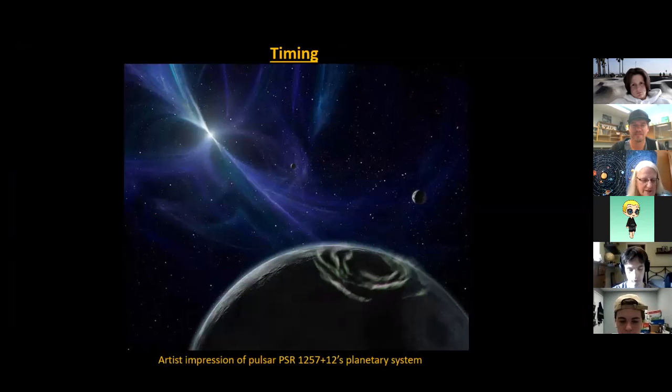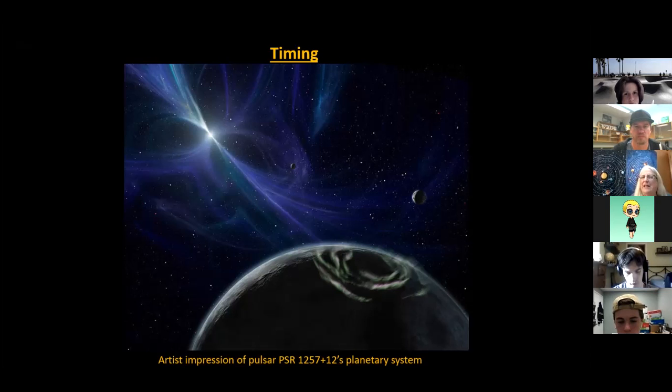Timing is used with pulsars. So a pulsar is a neutron star. It is a small and ultra dense remnant of a star that has exploded as a supernova. They emit radio waves extremely regularly as they rotate.